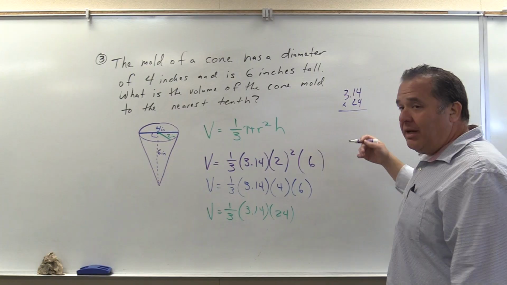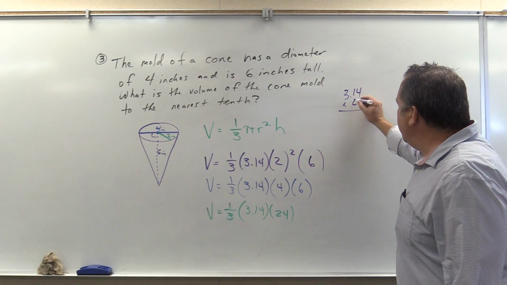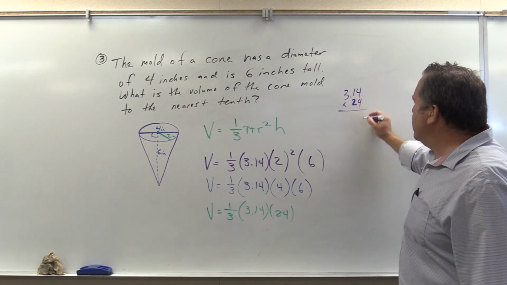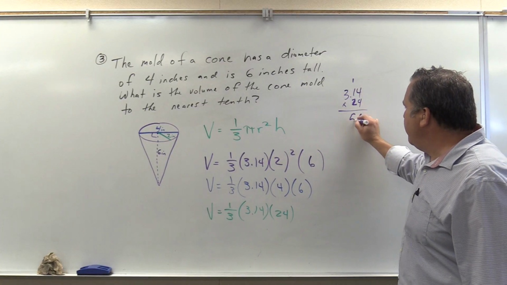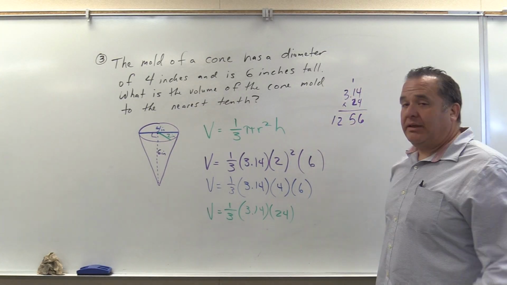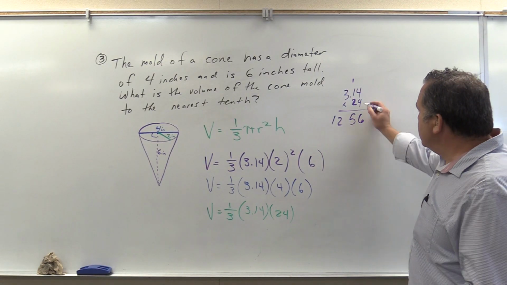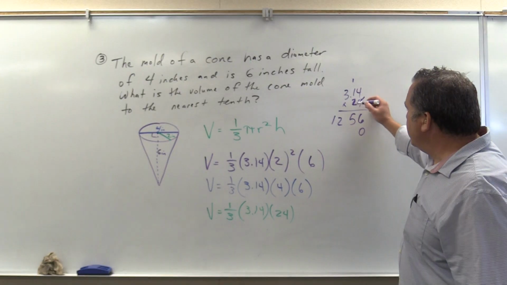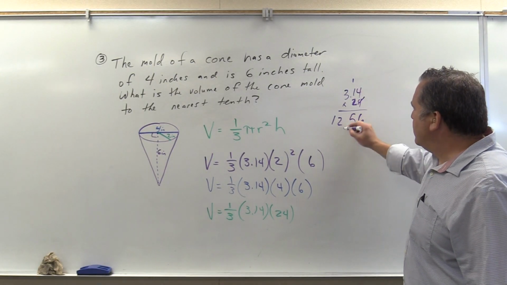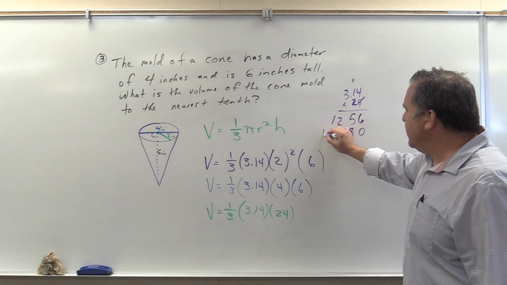Now I don't have a calculator, so I'm going to just multiply this out. If we look, 4 times 4 is 16, carry the 1. 4 times 1 is 4, plus 1 is 5. 4 times 3 is 12. Look at that. Then I'm going to cross that off and bring down that 0. Now let's multiply the 2. 2 times 4 is 8. 2 times 1 is 2.